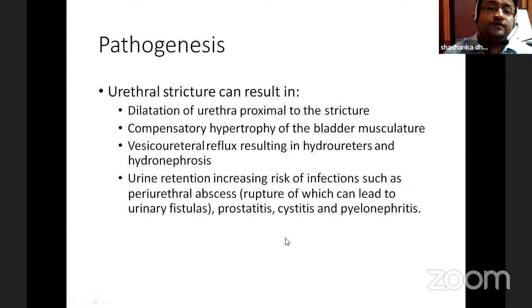They can also result in dilatation of the urethra proximal to the stricture because of obstruction. There can be compensatory hypertrophy of the bladder musculature. There can be a vesicoureteral reflux, a VUR, resulting in hydroureters and hydronephrosis. So the upper tract undergoes changes because of high pressure in the bladder outflow tract. And urinary retention also increases the risk of infections such as periurethral abscess, rupture of which can lead to urinary fistulas. It can also cause infection in adjacent organs like the prostate, prostatitis, the bladder, cystitis, or the kidneys in the form of pyelonephritis.